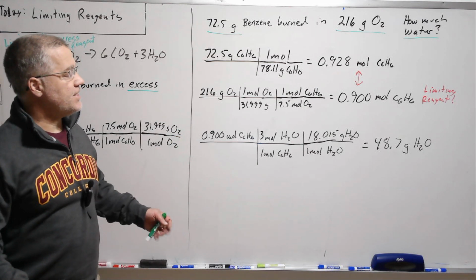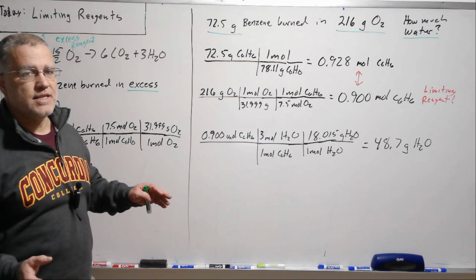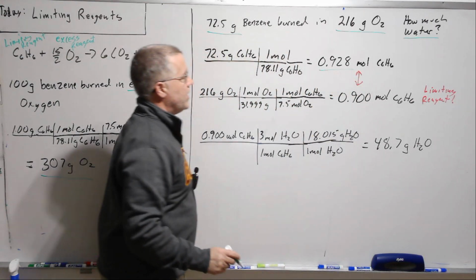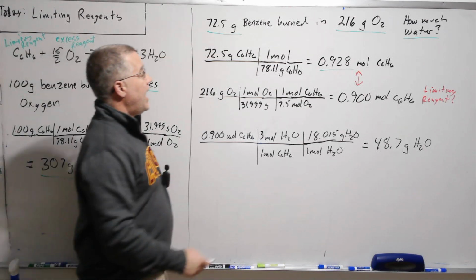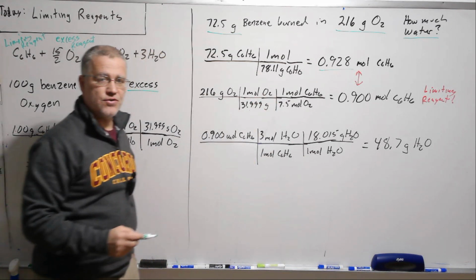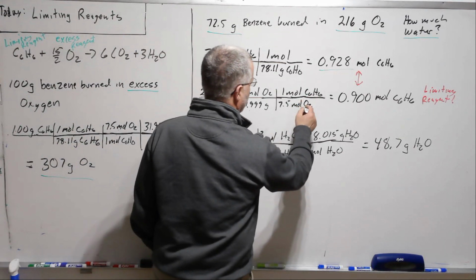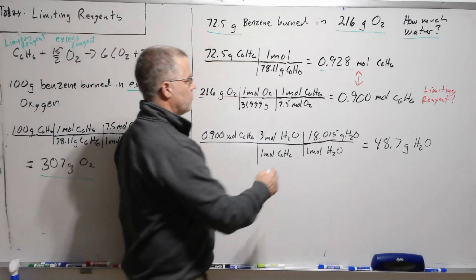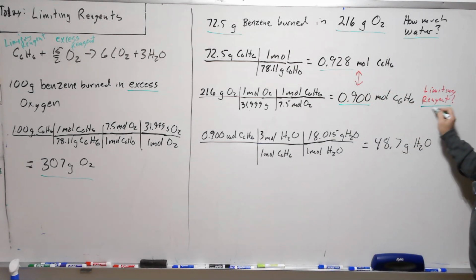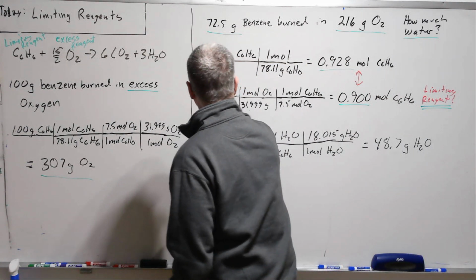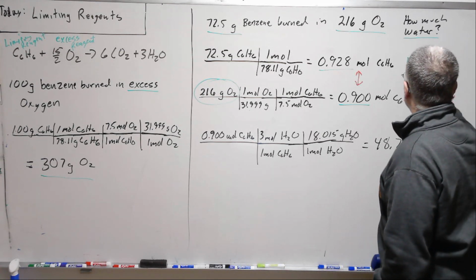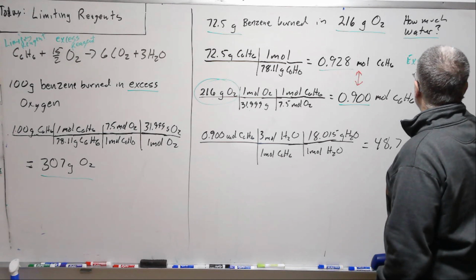And in this case, we're going to compare the moles of benzene that we get from this many grams of benzene. So that's simply a grams to moles conversion. And that's done here to give us 0.982 moles of benzene. And from the 216 grams of oxygen, we need to convert oxygen to moles of oxygen, and then use the stoichiometry as a conversion factor to convert moles of oxygen to moles of benzene. And we get 0.900. And so this tells us that the limiting reagent here is the oxygen. That's the 216 grams of oxygen. And the excess reagent is benzene.